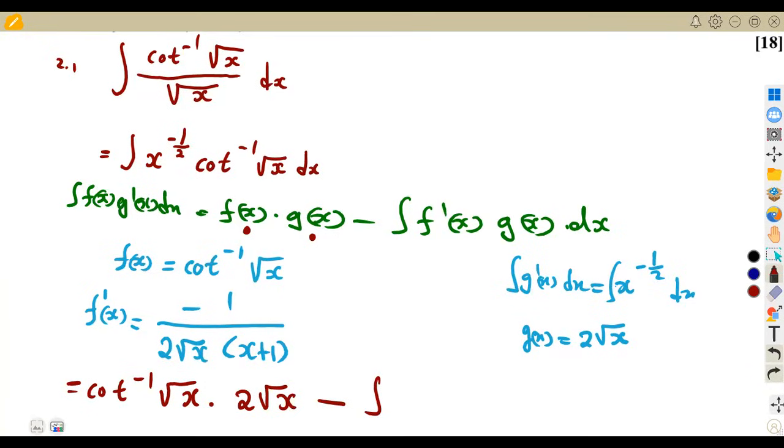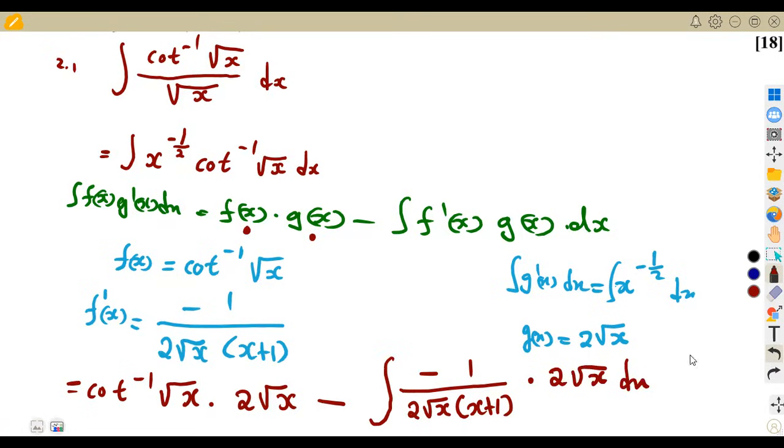So we got, let me just try to increase this because we've got a lot of things here, -1/2 square root of x into the bracket of x plus 1, like this, times g of x, and our g of x we got 2 square root of x, all right, dx. So this is where we are.